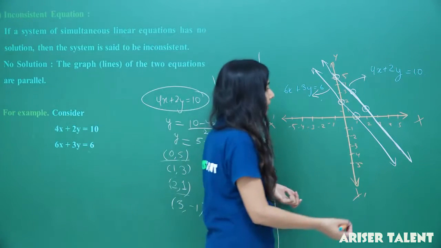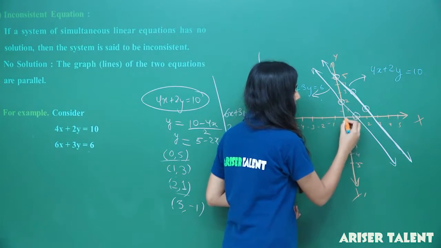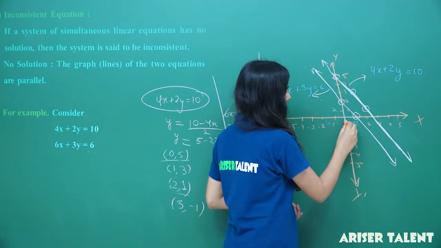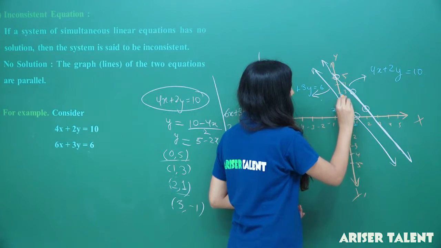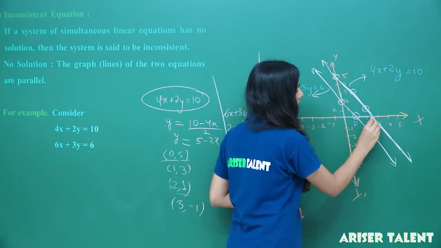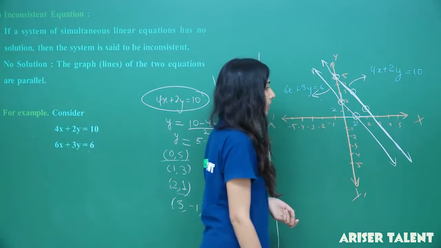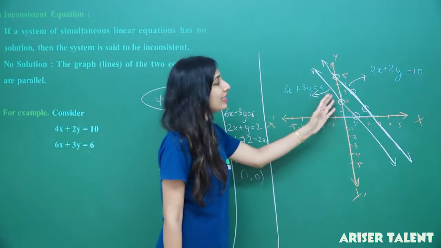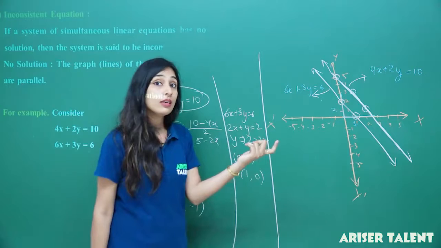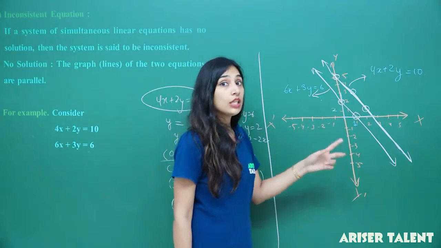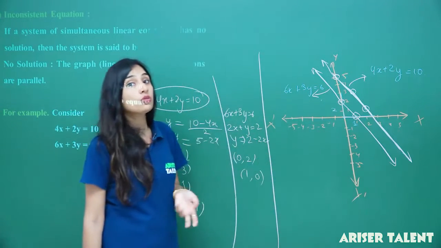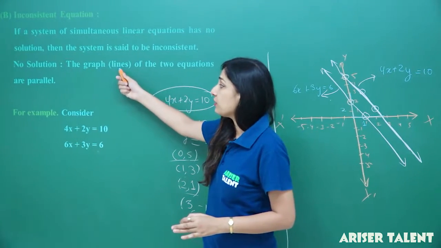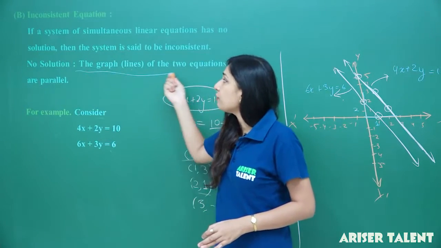Now students, look here. This is 2, this is 1. For the next, we are having 3 and this is also 3, right. The next point is here. If you locate the points, you will see the same pattern. So these are parallel lines. If they are parallel lines, they will have no solution at all. So this is an inconsistent equation type. We are having only one case, that the graph will have no solution.